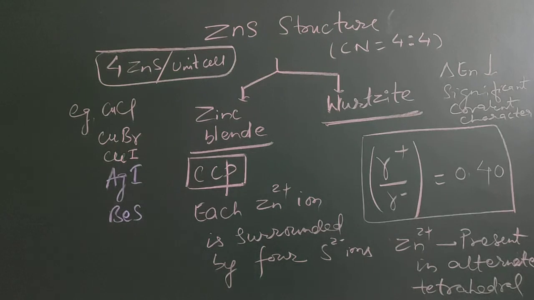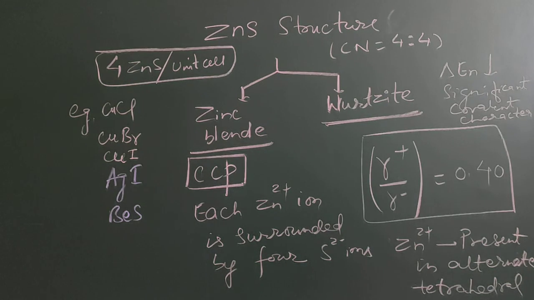Now ZnS structure. The zinc sulfide structure is of two types, that is the zinc blende and the wurtzite. Due to less electronegativity difference, it has significant covalent character. The radius ratio comes out to be 0.40. The ZnS structure is also found in compounds like CuCl, CuBr, CuI, AgI, and beryllium sulfide.